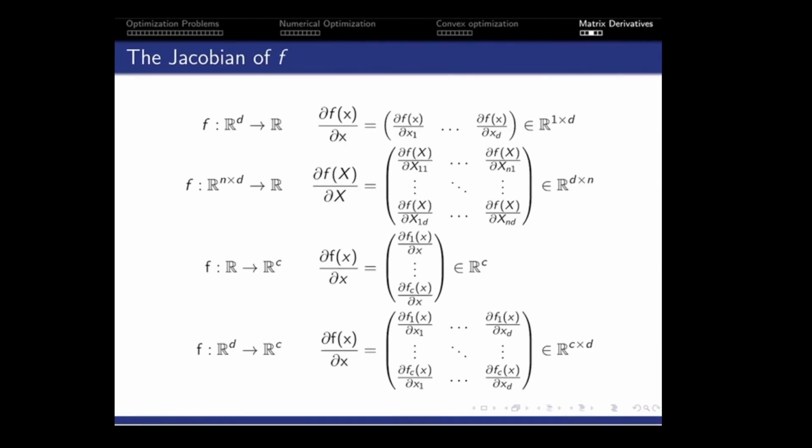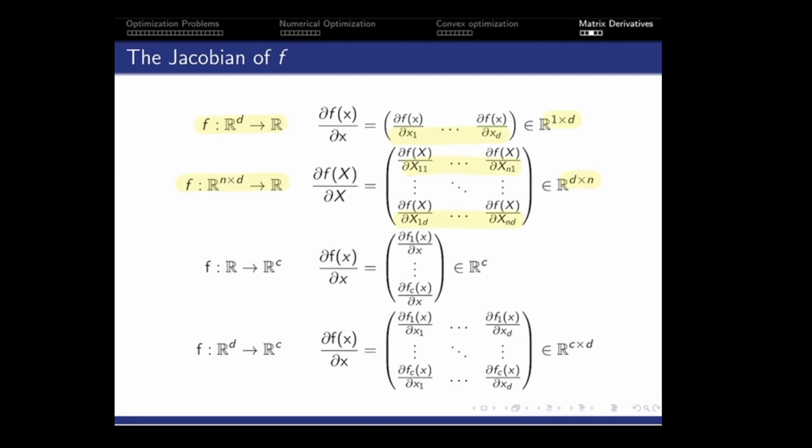Let's have a look at the cases for the Jacobian of f. So if we have here a function which maps from a d-dimensional vector to the real values, then the outcome is the transposed vector. If you map from an n times d-dimensional space to the real values, then the dimensionality of your Jacobian swaps the dimensionality of the input matrix space. So what has been n times d-dimensional now becomes d times n dimensional. And if you have a look at this lower part here, this is basically equal to the definition of the transpose of a matrix.